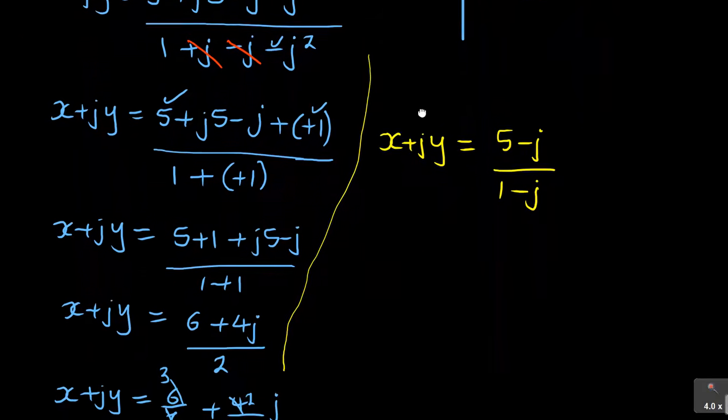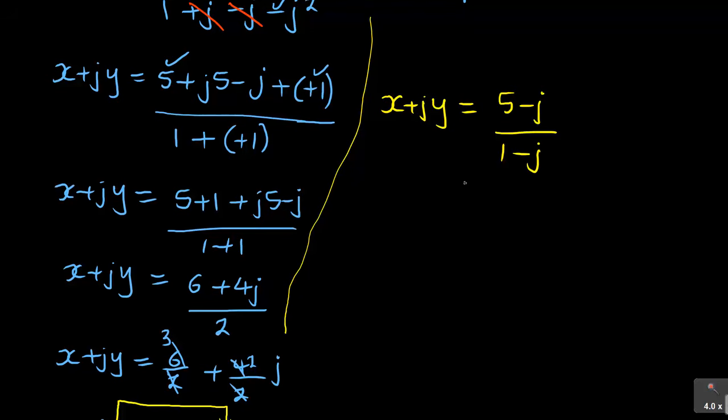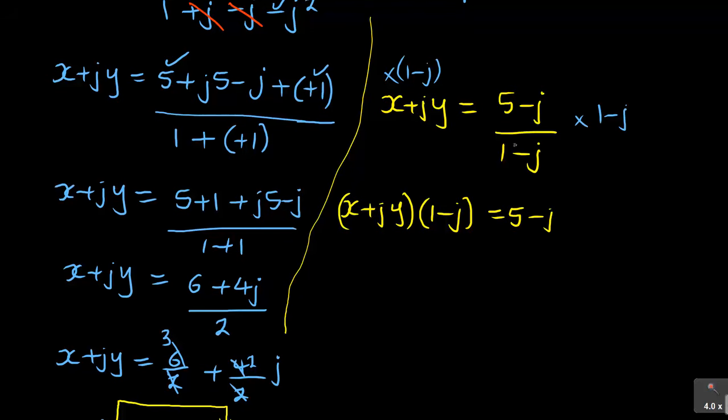So at this stage now, there are different approaches you can use. What if I choose, in this case, to multiply by 1 minus j, but what you do on the left, you do on the right, you also multiply this side by 1 minus j. So you'll be having x plus jy, and you multiply by 1 minus j, which is equal to 5 minus j. Remember, when you multiply now, this and this goes off. That is what you'll be having on the other side, which is simply 5 minus j.